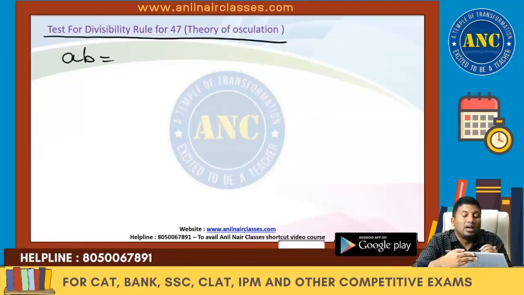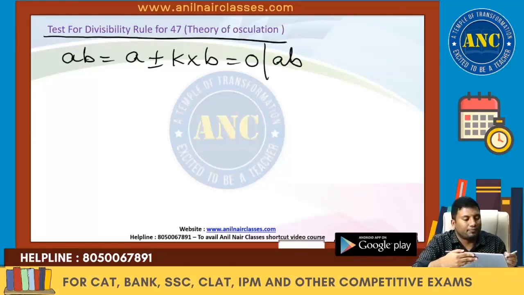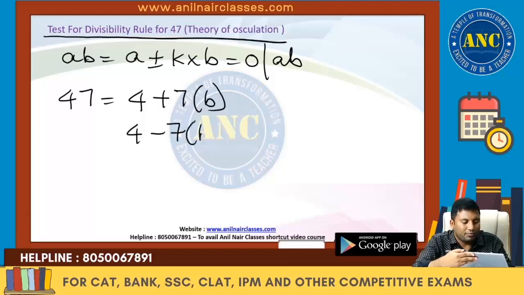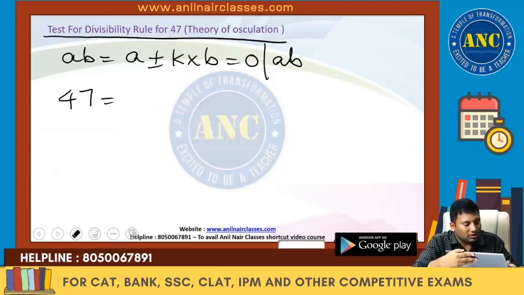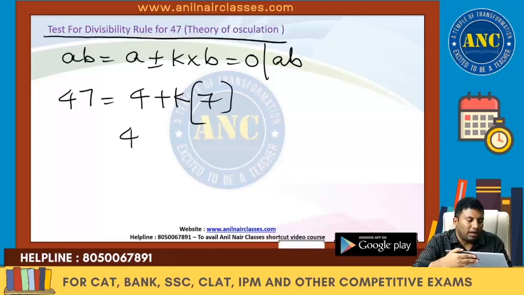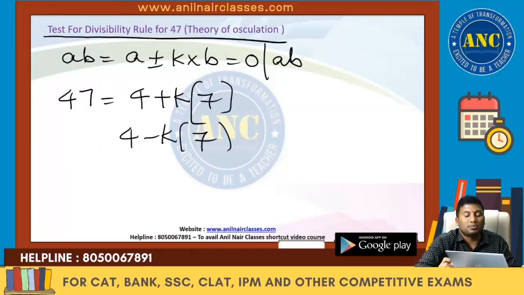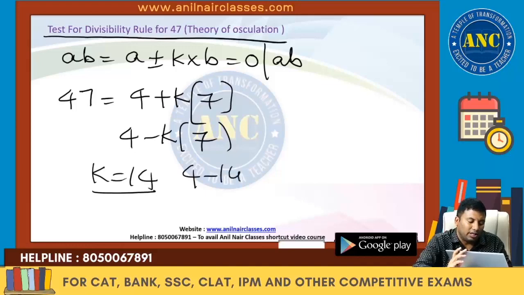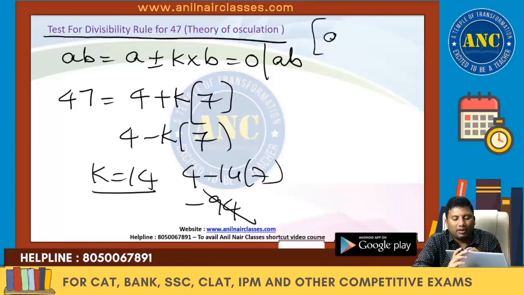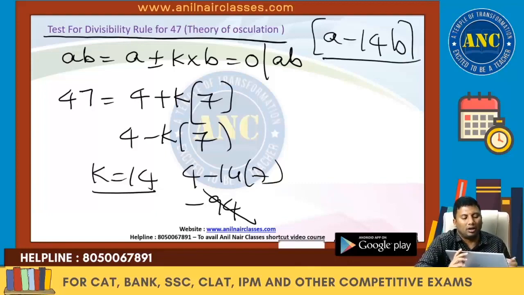Divisibility rule for 47. The theory of oscillation is a plus or minus k into b is either 0 or divisible by 47. 47 is nothing but 4 plus 7b or 4 minus 7b. 4 plus k into 7 or 4 minus k into 7. I am not going to solve this problem, or if you want, I can solve it. K is nothing but 14. 4 minus 14 into 7, 94 minus 47 is 94. 94 is divisible. So the divisibility rule for 47 is a minus 14b. Are you all with me?